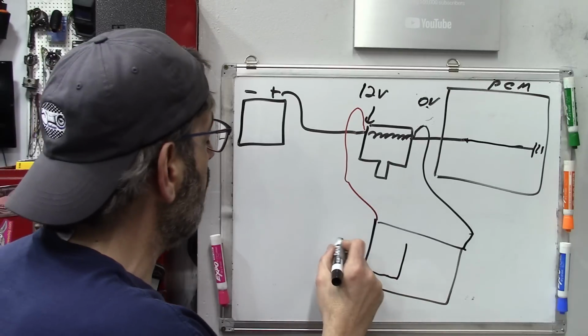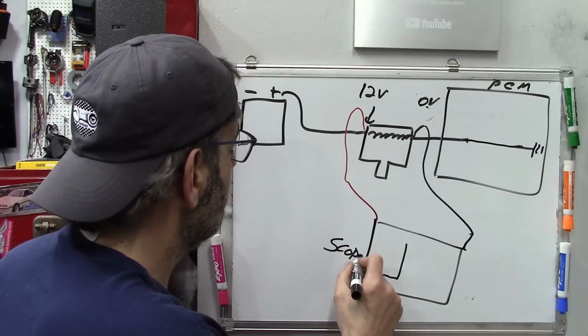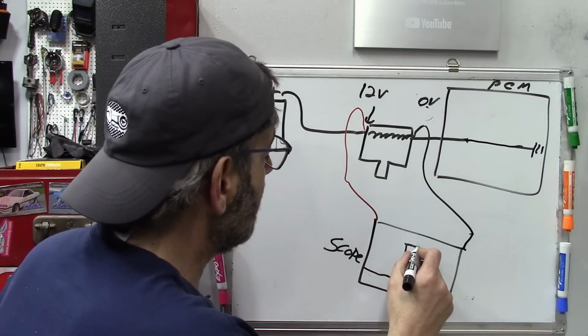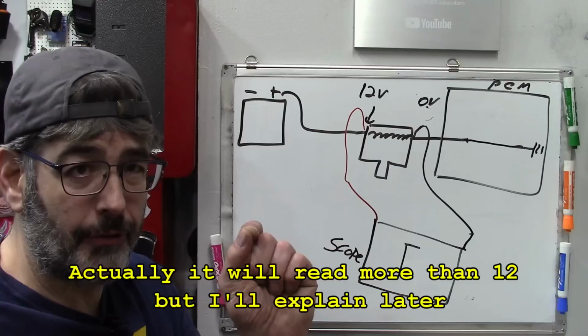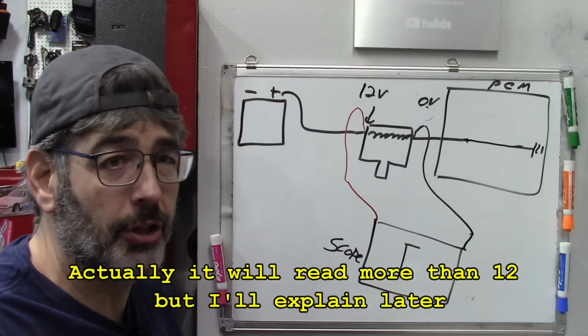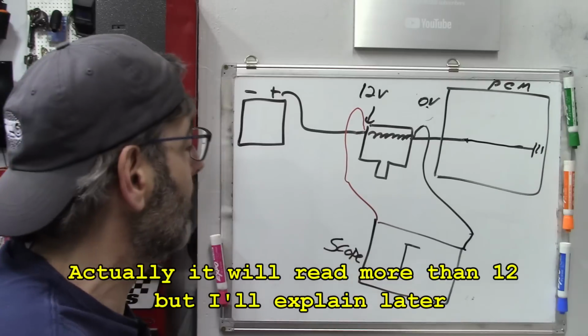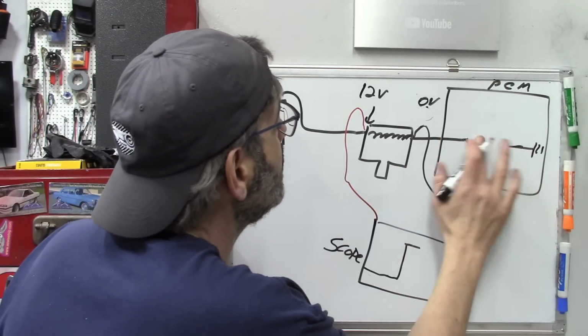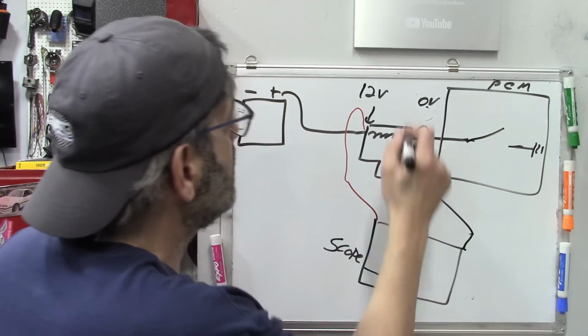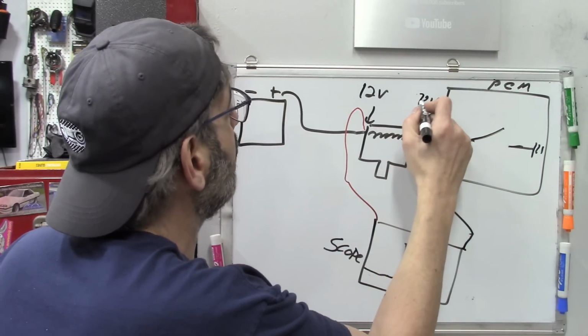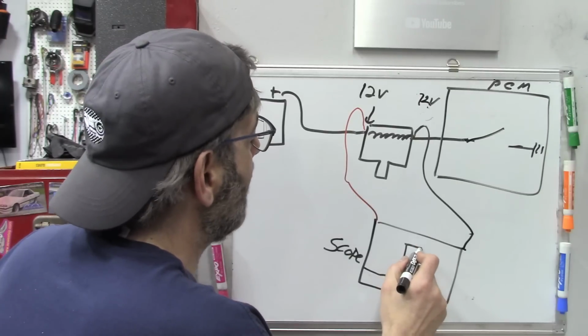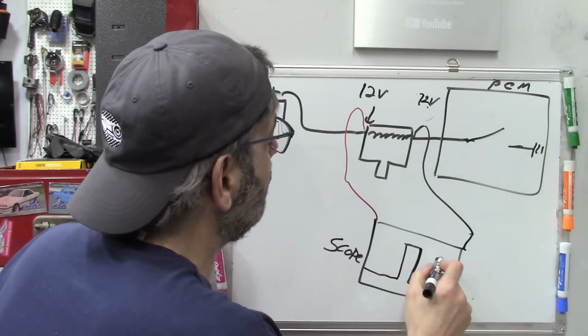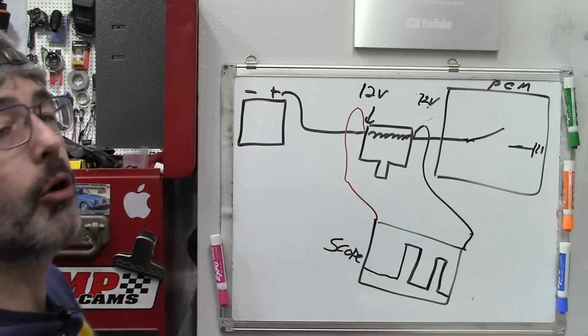Our scope here is now going to read 12, and it's going to read 12 for a very, very brief period of time. As you know, a fuel injector is on in the millisecond range. And then the switch is going to open again, which means we're back at 12 volts here. 12 minus 12, 0, and we're going to see this over and over and over again.